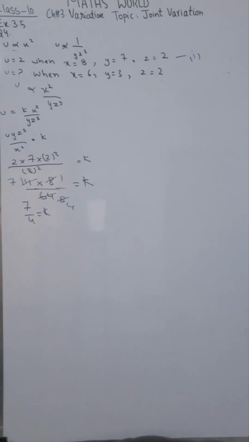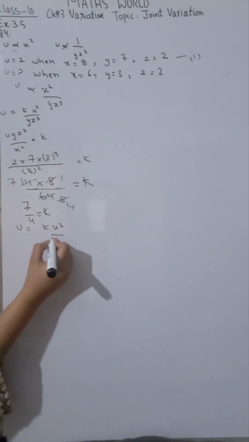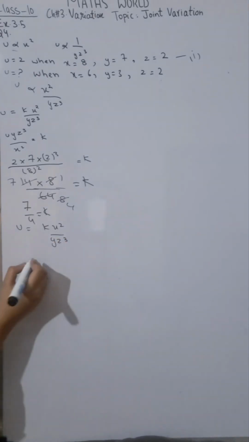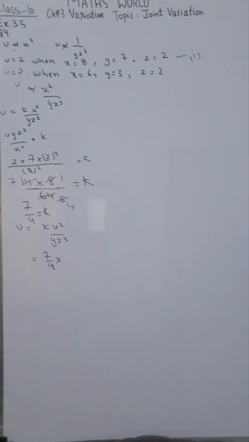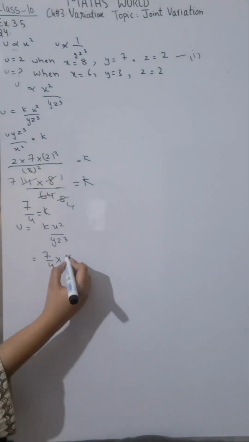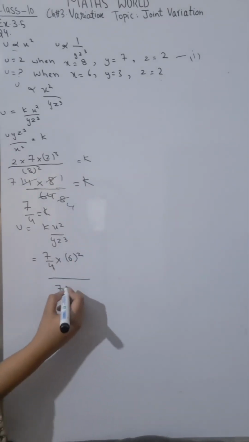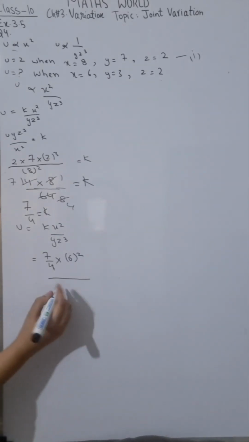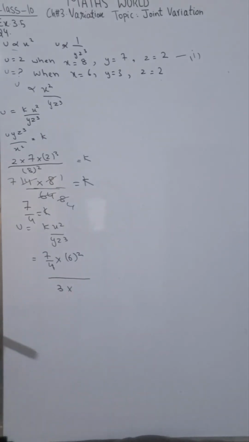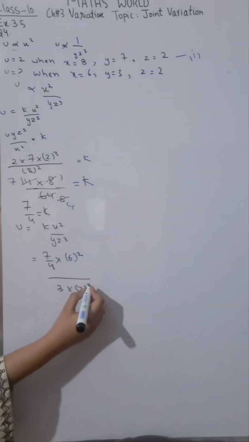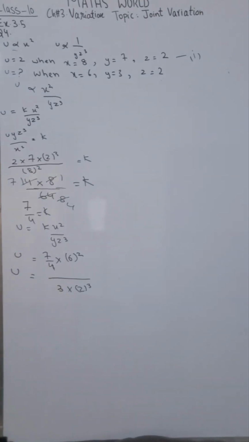Now you are going to find the value of u. So u is equal to k x square over yz cube. The k value is 7 by 4, multiplied with x square. And what is x square for the second case? 6 square, divided by y. Y is 7, and z for the second case is 3, so z cube is 3 cube. Like this, you can write u here.